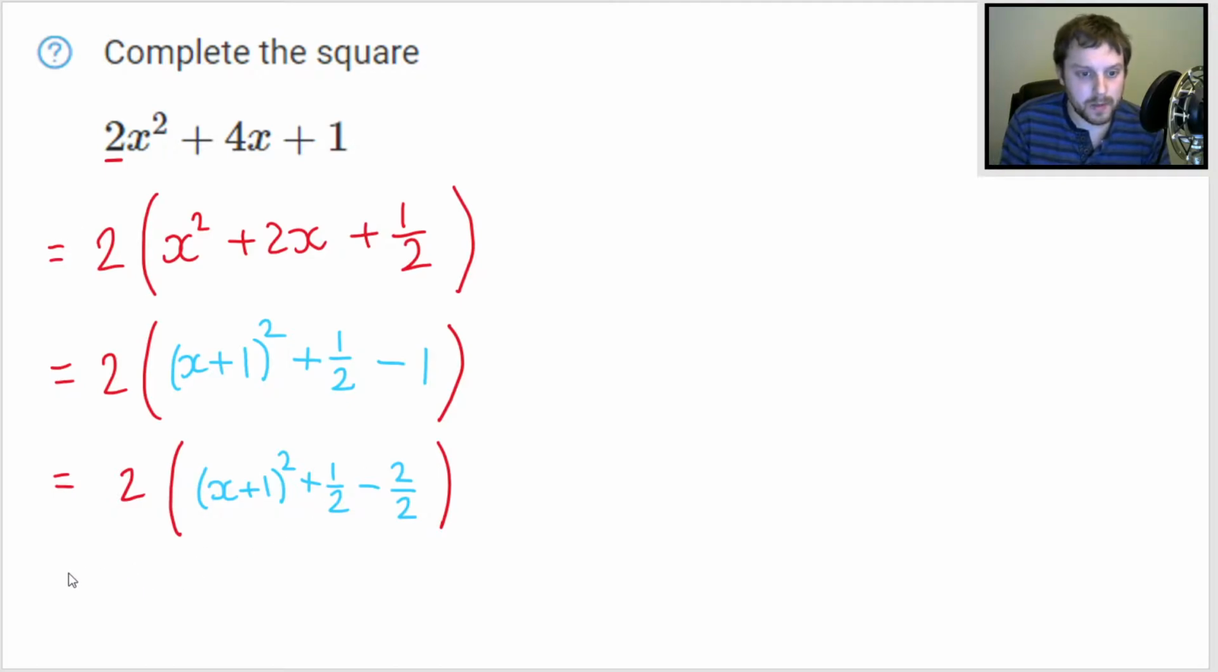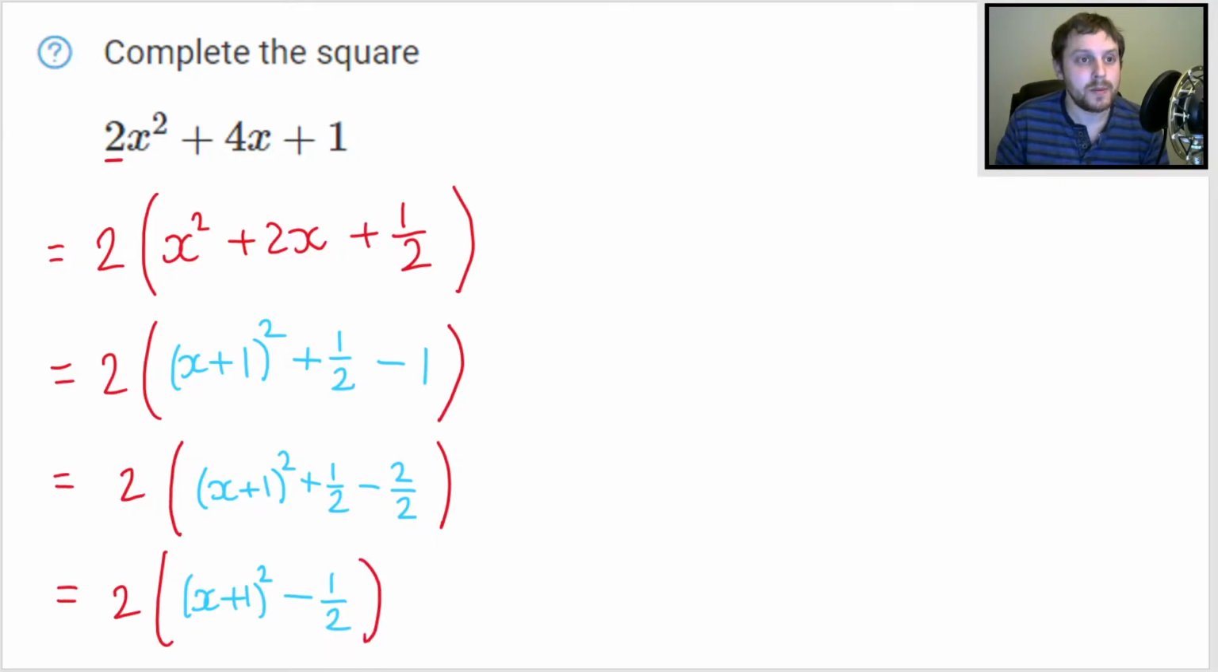Right, and then I'm basically nearly done at this point, because we can tidy this bit up fully in the middle. A half take away 2 halves is minus 1 half, right? 1 take away 2 is minus 1, and the denominator stays the same, so minus a half. And then the very last step is to expand back out. So 2 times this x plus 1 all squared.